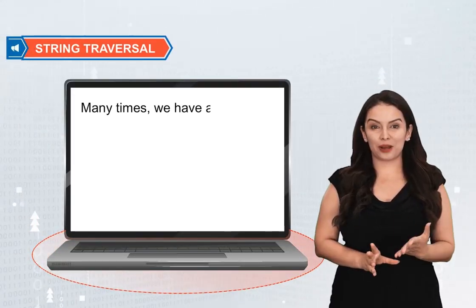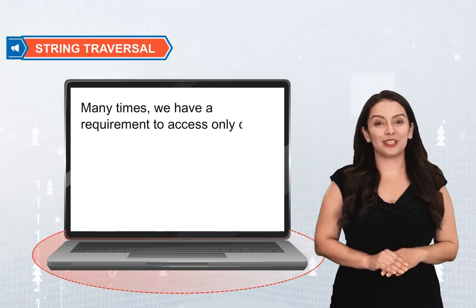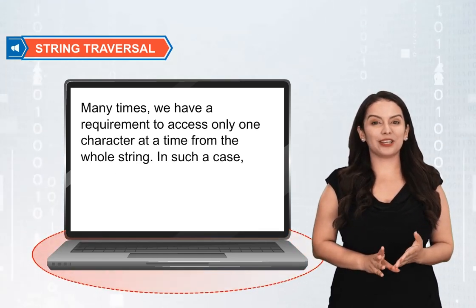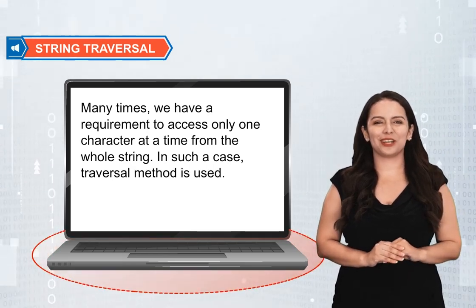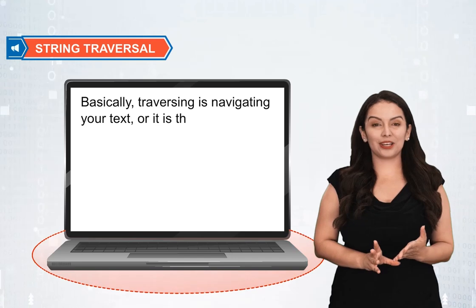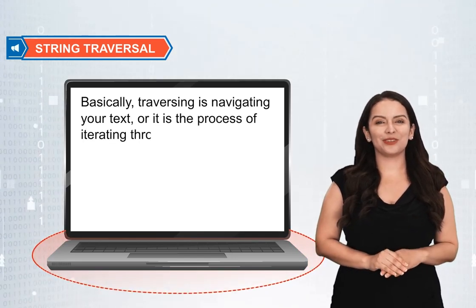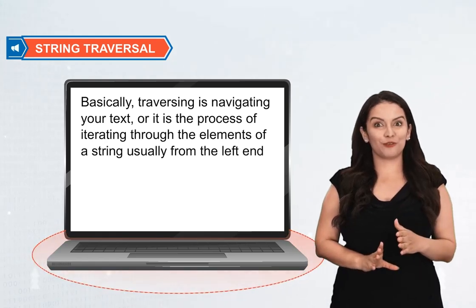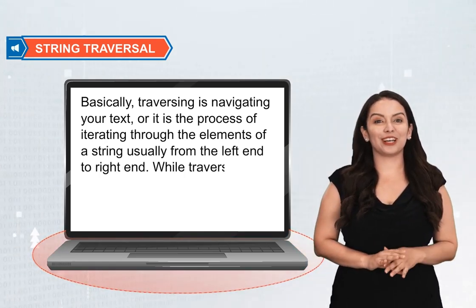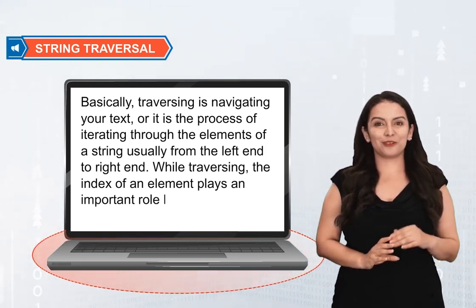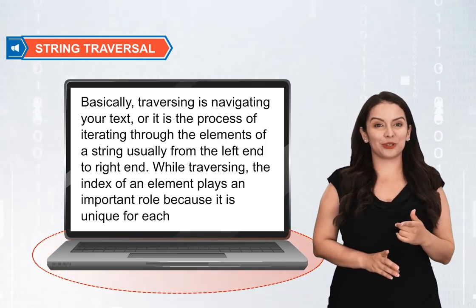String traversal. Many times we have a requirement to access only one character at a time from the whole string. In such a case, the traversal method is used. Basically, traversing is navigating your text, or it is the process of iterating through the elements of a string, usually from the left end to the right end. While traversing, the index of an element plays an important role because it is unique for each character.